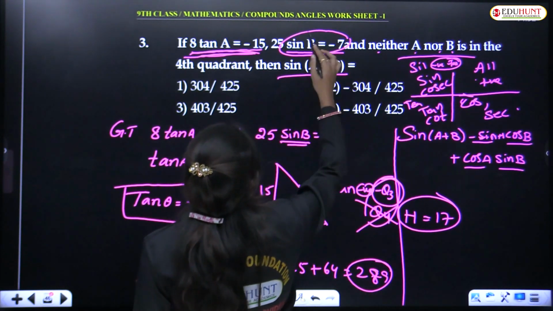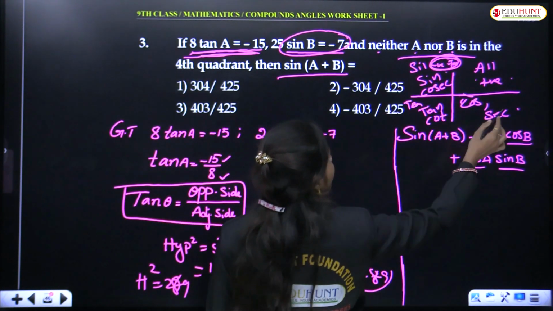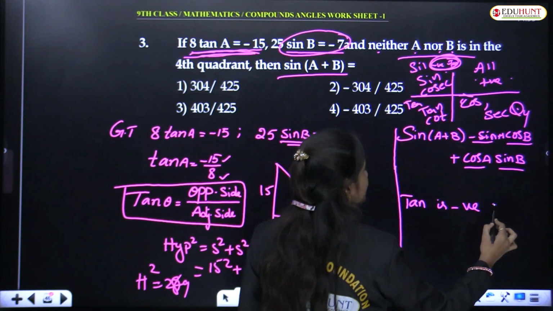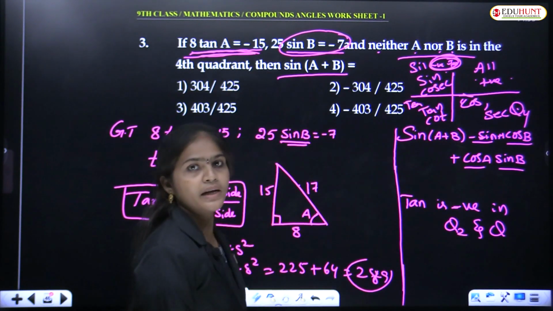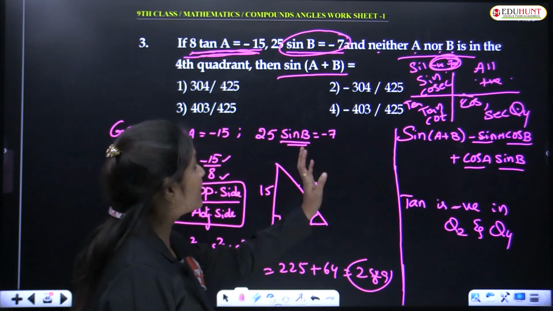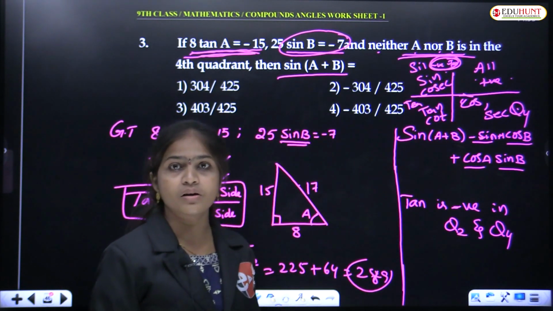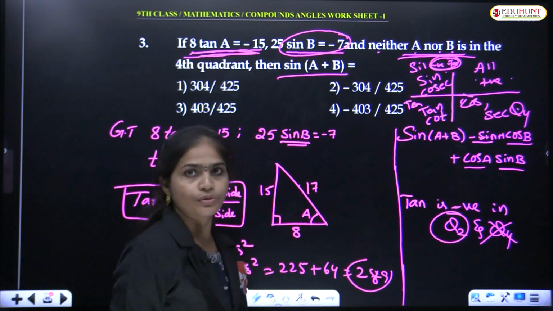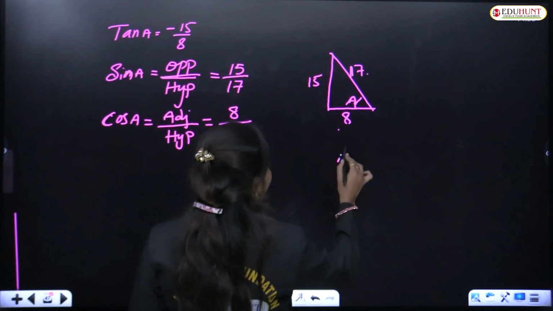And here, see, B also. Sin B is equal to negative, they given. Where can we have tan negative? In Q2 and Q4. So tan is negative in which quadrants? Q2 and Q4. But here clearly they mentioned that neither A nor B, which means the B angle is also not in Q4. So those two not being in Q4 means the angle is in Q2. So angle A is in Q2.